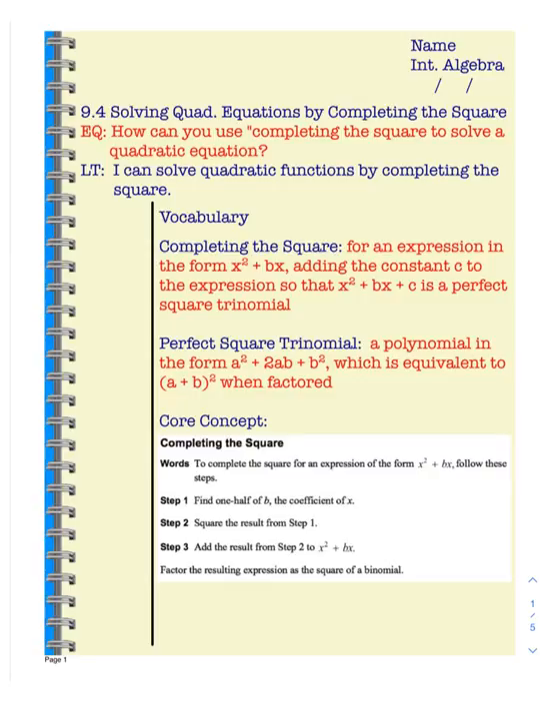All right, so in today's lesson, we are going to learn how to solve quadratic equations by completing the square. Now, completing the square is for an expression that's in the form x squared plus bx, and we do that by adding the constant c. We pick a number for c, so that x squared plus bx plus c is a perfect square trinomial.